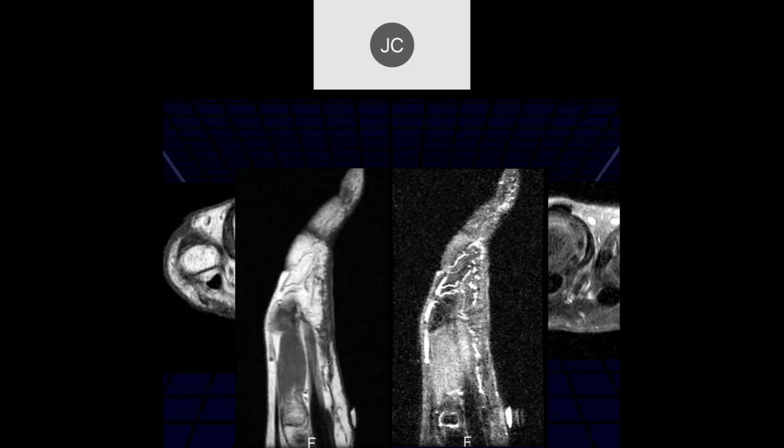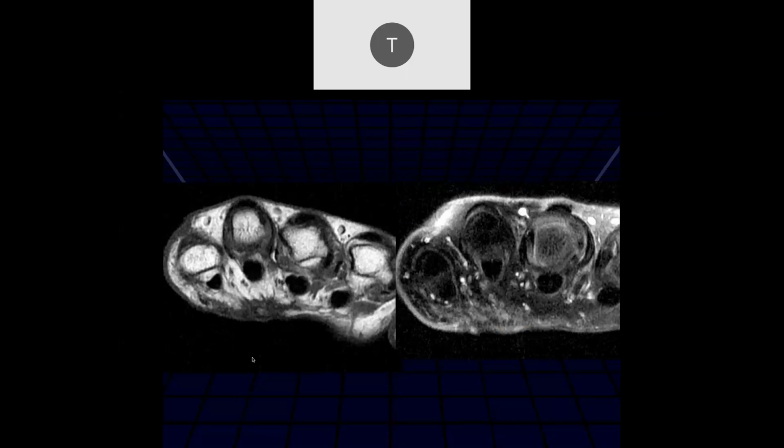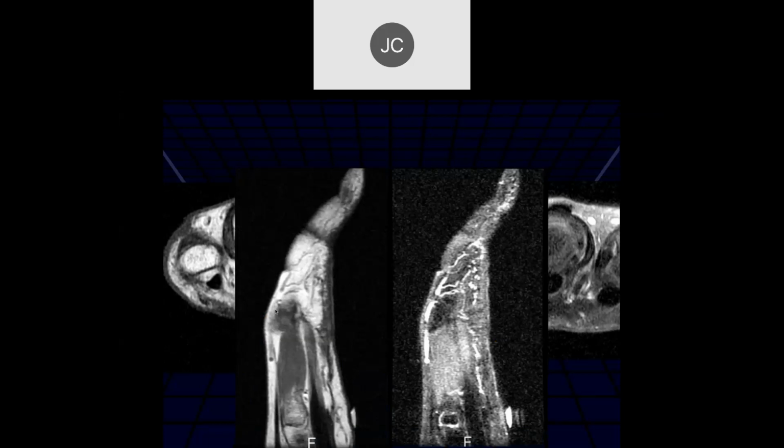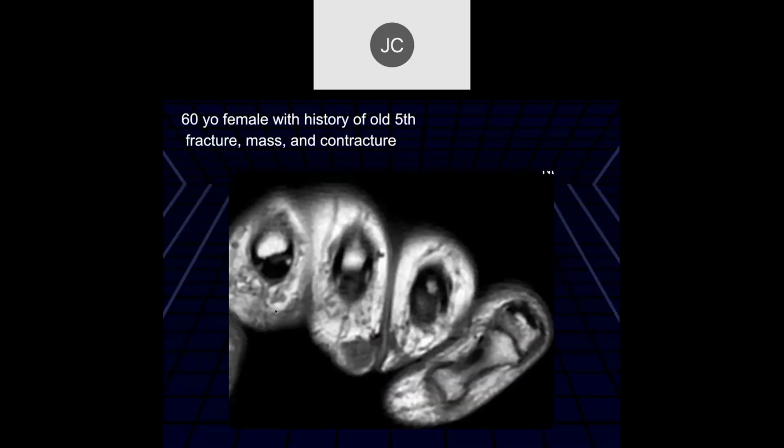Yeah. So what are you thinking about? I was thinking of Dupuytren's contracture. Yeah, good thing to think about. And it can be here. It can involve the subcutaneous tissues. It will often involve the tendons also, which I think we'll see in a minute. So this is Dupuytren's contracture. Okay, Elior.